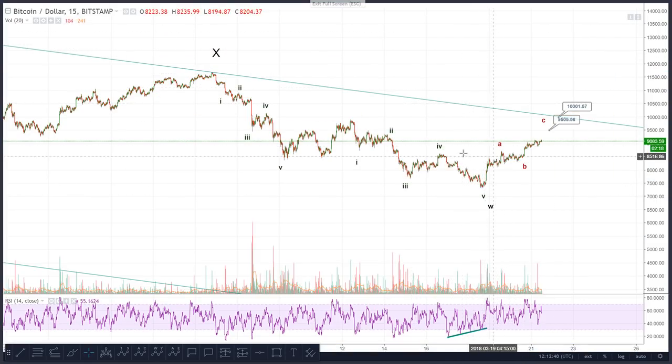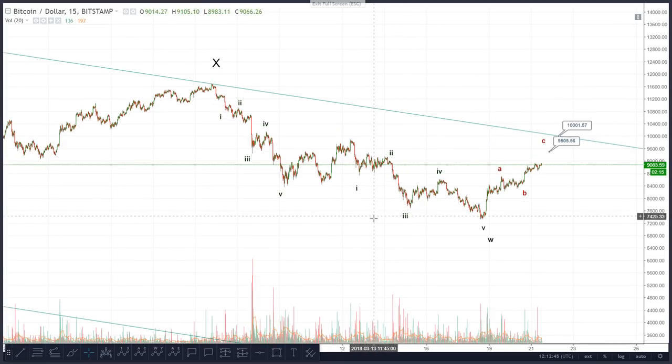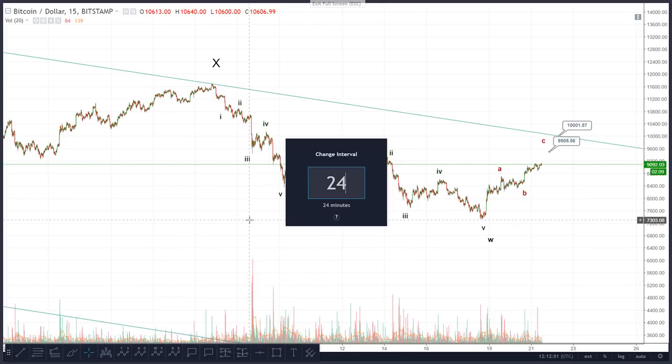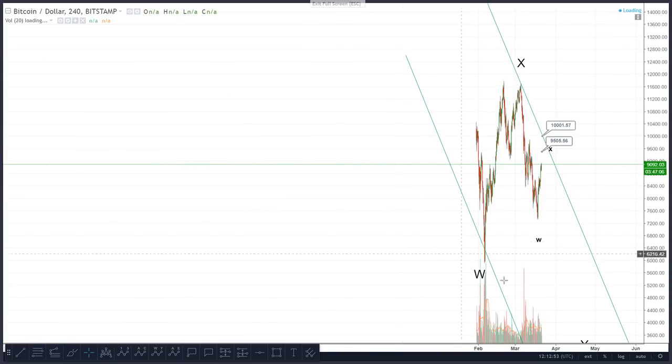Another reason we will have found a bit of support at this level, I'll show you another technical analysis tool that you may have seen other traders use. Let's just go on the 4-hourly chart.